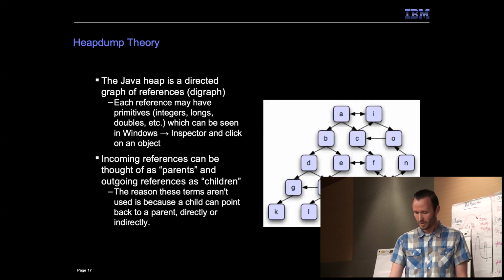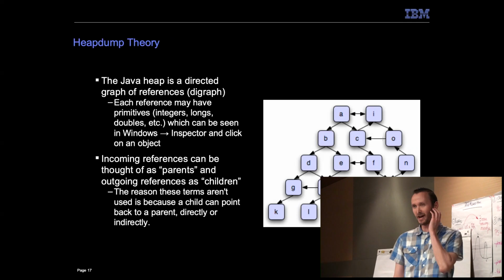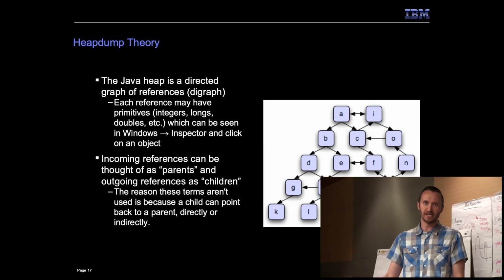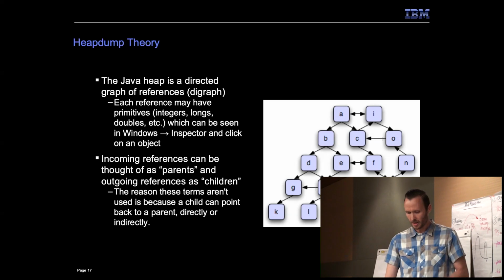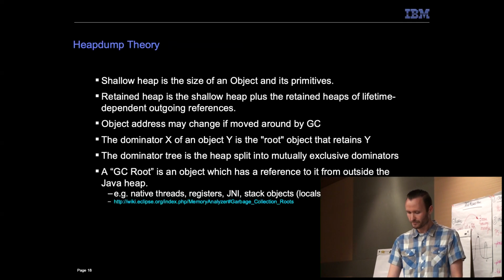Okay, so some of the theory. One thing I've liked about working with heap dumps is that it's actually a practical use of directed graphs from computer science. I don't think I've used much from college other than that, and maybe binary search. So a Java heap is simply a directed graph of objects and references. MAT refers to incoming and outgoing references, so pretty intuitive.